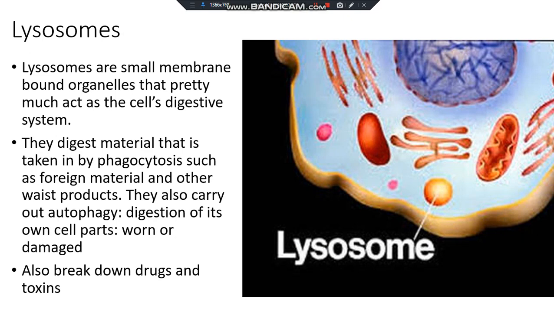Lysosomes are small membrane-bound organelles that pretty much act as the cell's digestive system. They digest material that is taken in by phagocytosis, such as foreign material and other waste products. They'll also even digest some of its own cell parts, such as worn or damaged parts of the cell.